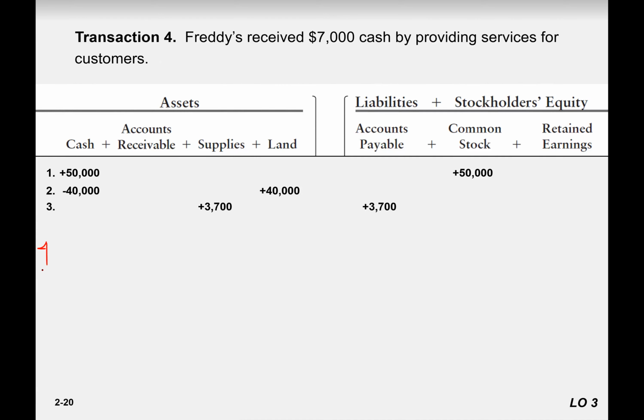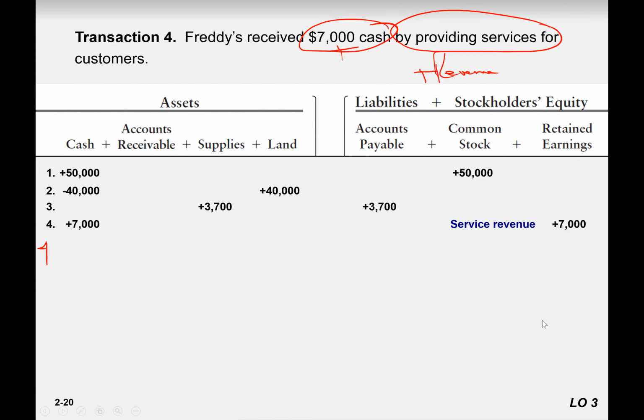So what is the given side? What is the receipt side here? Fred has received 7,000, so cash increases 7,000, and then retained earnings increase 7,000 as well. Providing services for customers means that is revenue. Right? Does revenue increase or decrease? Increase. Well done. So the equation is balanced because cash is on the left hand side. Revenue belongs to retained earnings, so retained earnings increase as well. Right? Understood.